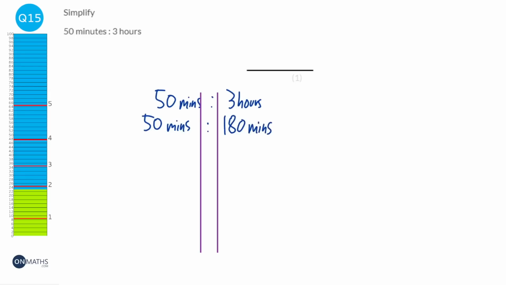And I can first of all divide by 10, and we want to try and make it nice and simple for ourselves. So divide by 10 would be 5 to 18. And we look at it, 5 and 18, actually there's nothing further we can do with that. So the ratio would be 5 to 18.